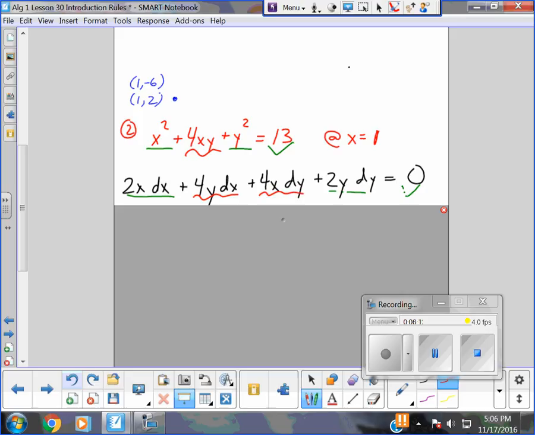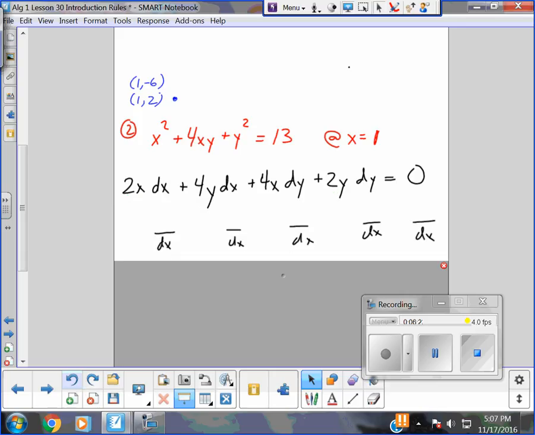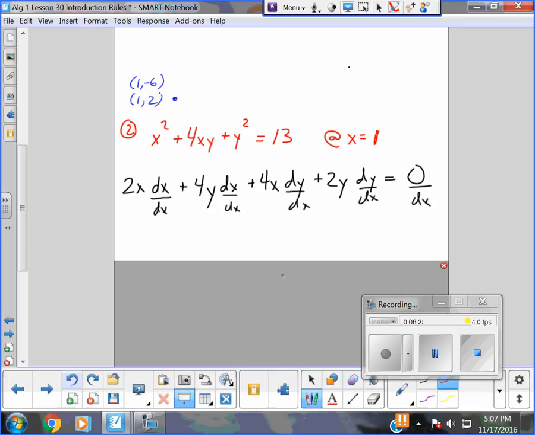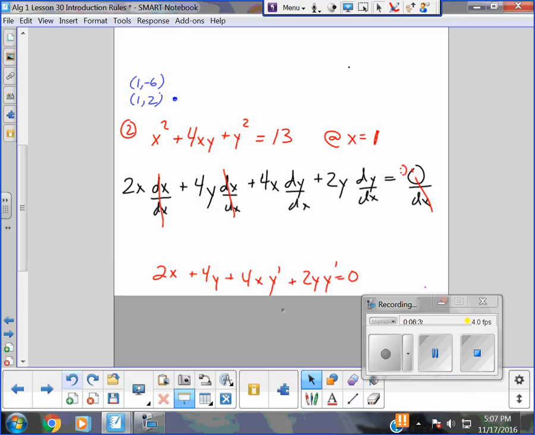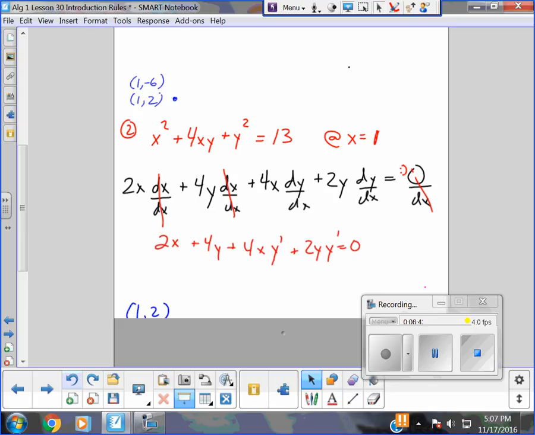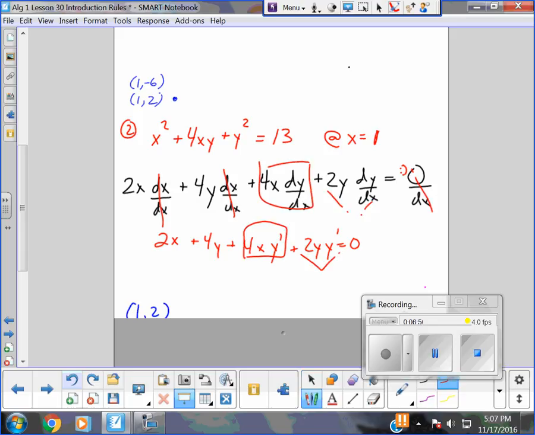Now, in the long term, for everybody who's doing this, you want to be practicing enough so that you get this in your head every time, and you're dividing by dx every time. And you'll notice if you divide by dx, anytime you took a derivative with respect to x, the dx just disappeared. And 0 divided by dx is just 0 here. So anytime you have a dy, it actually turns into just a y prime. So 2x plus 4x y prime is this one, 2y y prime is this one.